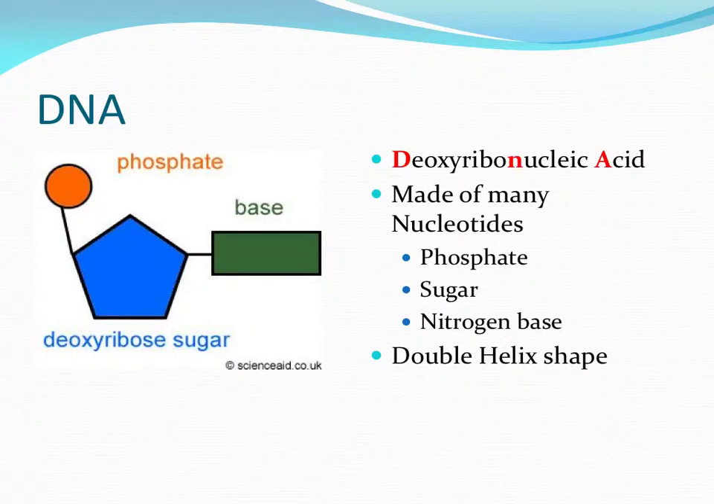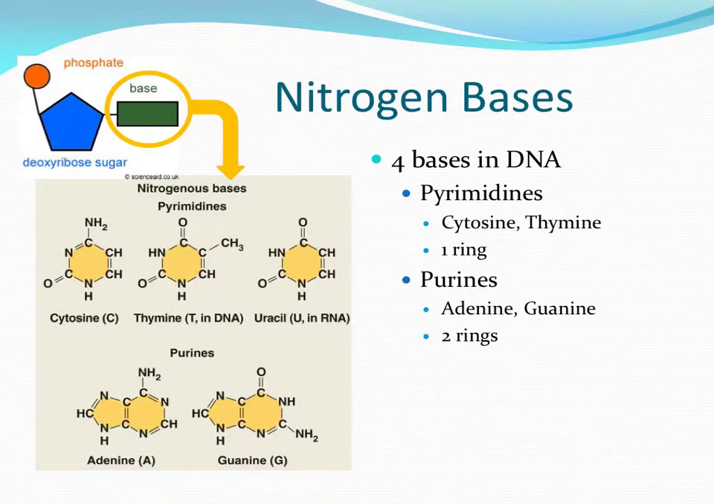And DNA has the characteristic double helix shape. That's the most important thing, having that double helix. Within that DNA, within the nitrogen base that you just saw, you have 4 different options of nitrogen bases. Right? There's 4 bases in DNA.